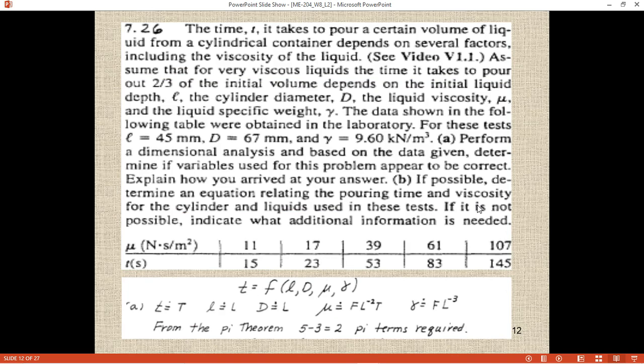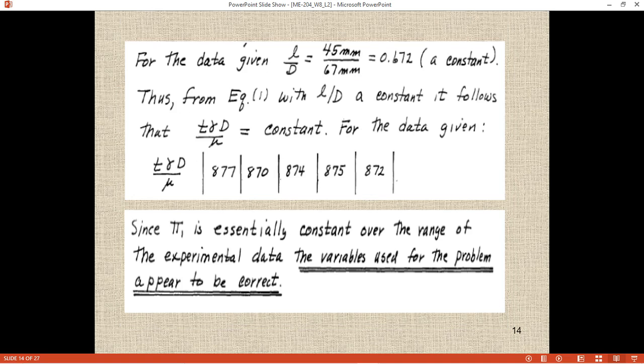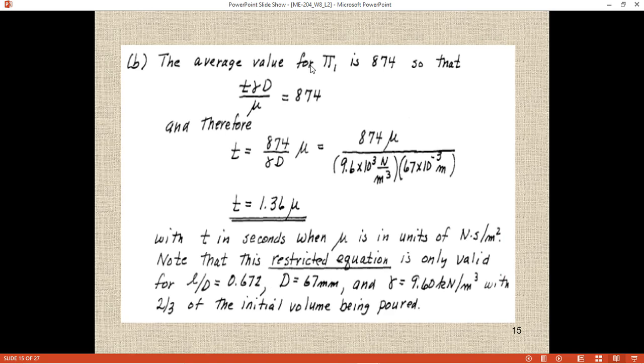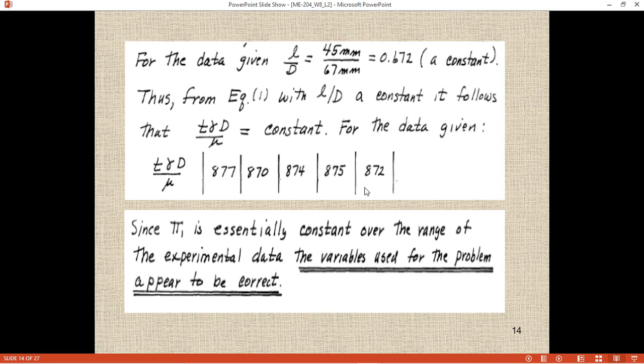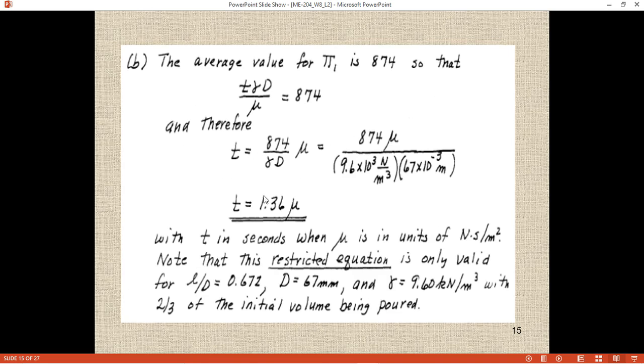In the second part we have to derive a relationship between the time and the other variables. The average value of pi 1 is 874, and you can see the values are almost constant, which means the variables we have selected are correct. To develop a relationship we took the average value, and this is the relationship we developed: T is equal to 1.36 mu, where T is in seconds and mu is in units of Newton second per meter square.